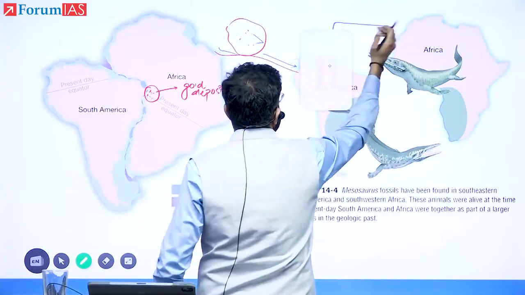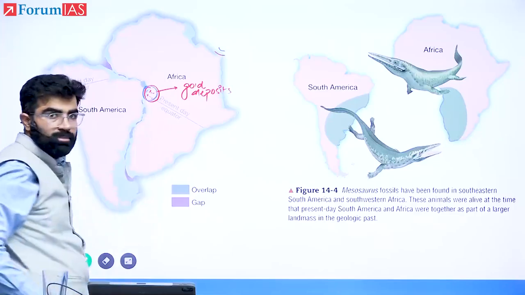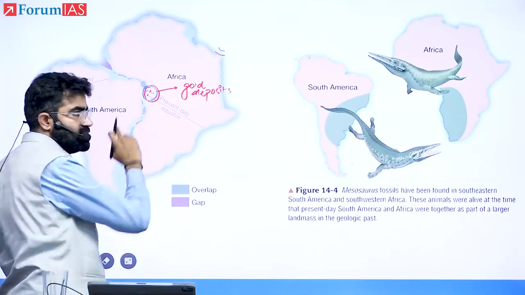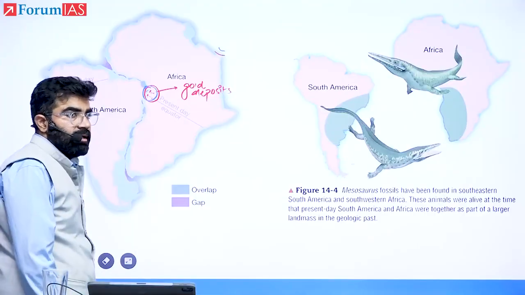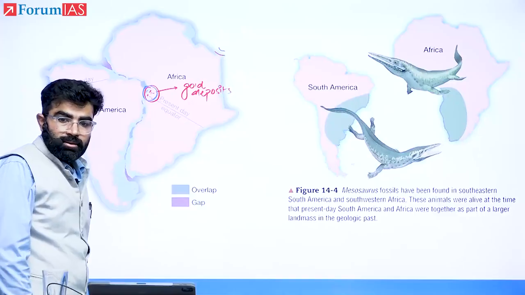Now see here, in this case there is no such river and no such gold-bearing rocks. Then how come these gold deposits are here? How are they here? What could be the reason? What is the reason?